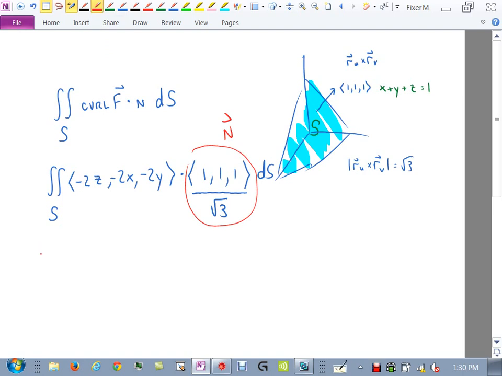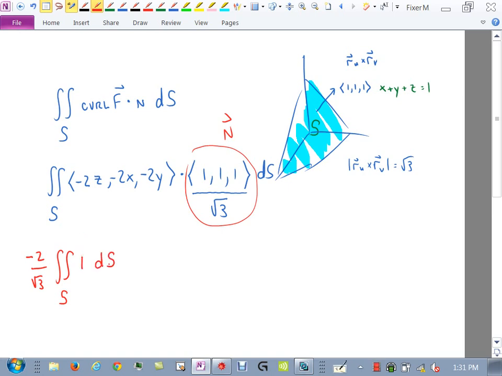Now, let's pull that 1 over root 3 out, because it's a constant. And then dot those two things together. If you dot these two things together, don't you just get negative 2z minus 2x minus 2y? Yeah? And you can pull the negative 2 out, and you'd be left with x plus y plus z, which we already know, when we plug in the z, turns into 1. Agreed?